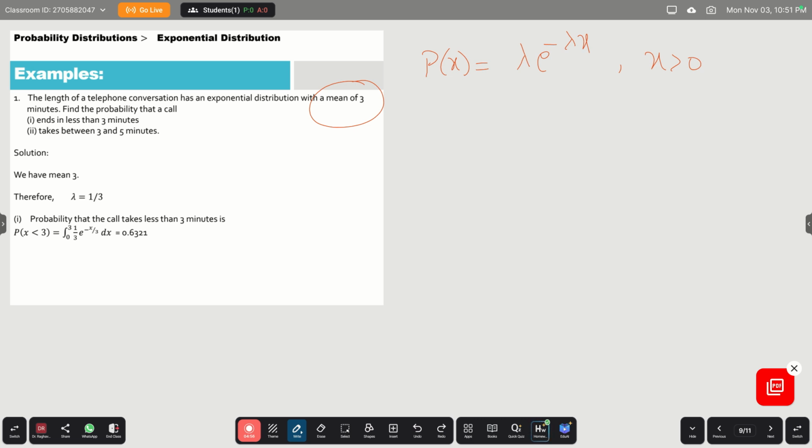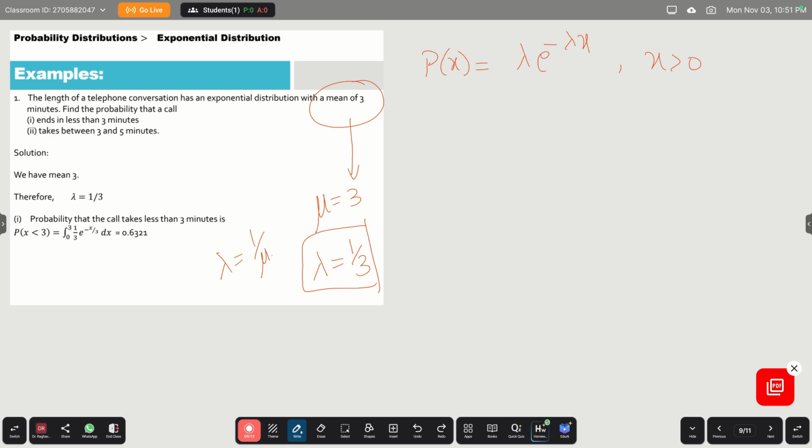So in this question, mean is given as 3. So lambda is going to be 1 divided by 3. This we have already discussed. Lambda is equal to 1 by mean and mean is equal to 1 by lambda. They are reciprocal of each other.